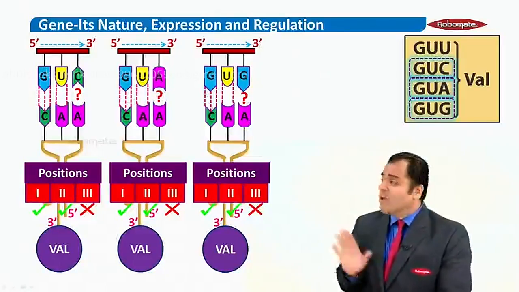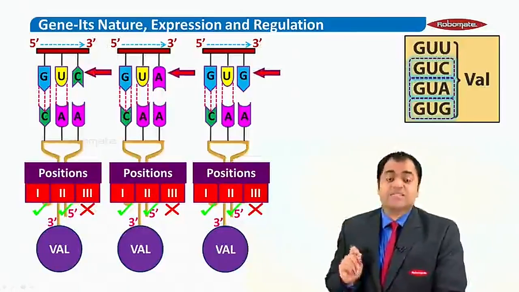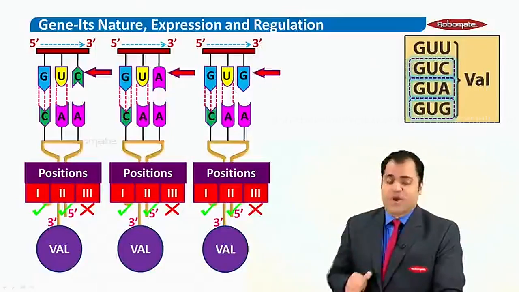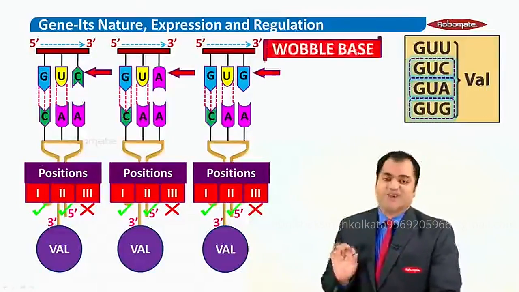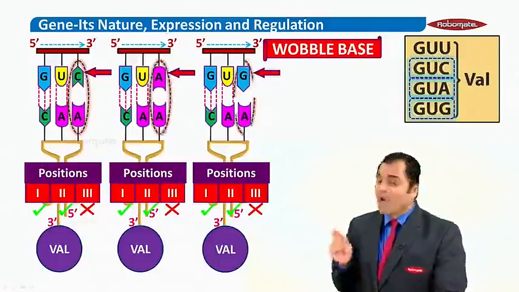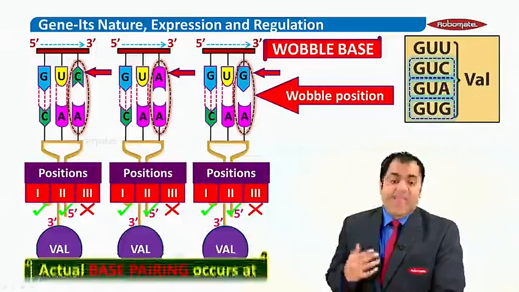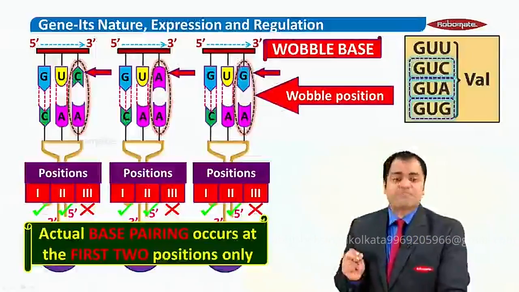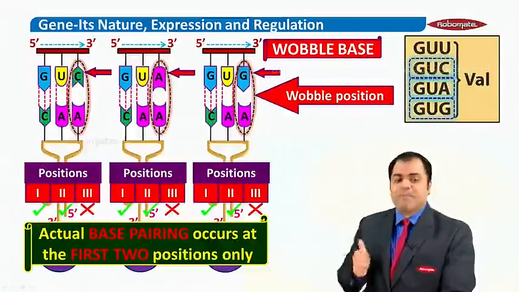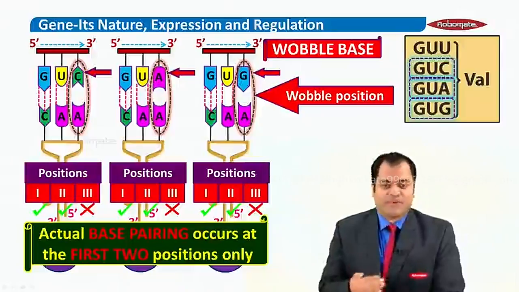Is that okay? So in all these three cases, what you see is that the third base of the codon is not complementary with its base on the anticodon. So this third base is called the wobble base, and this pairing at the third position in all three cases is called the wobble position. And what do they say here? That the actual base pairing occurs only at the first two positions. As long as they are complementary, the same tRNA can bind to all different types of codons.